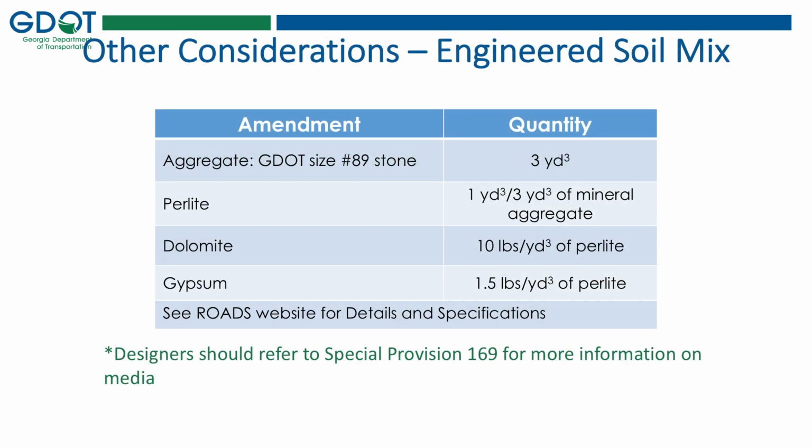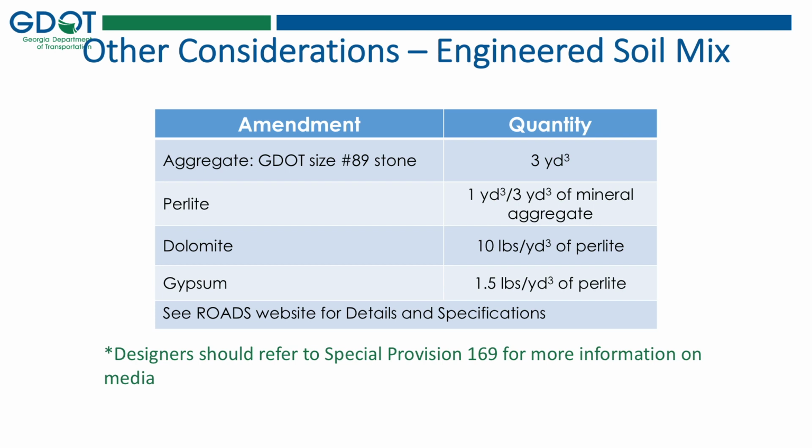Bioslope media is comprised of a mixture of crushed rock, dolomite, gypsum, and perlite. The crushed rock provides structure to the media, while the dolomite and gypsum promote the removal of heavy metals from runoff, and the perlite enhances moisture retention. The media should have a minimum depth of 12 inches and should be at least 2 feet wide.